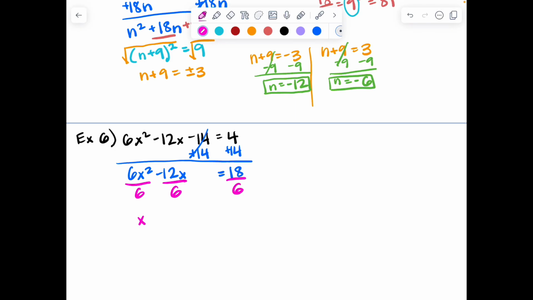So this becomes x squared minus 2x, leave a space, equals 3. Now we can take half of b and square it. So -2 divided by 2 is -1, and negative 1 squared is 1.